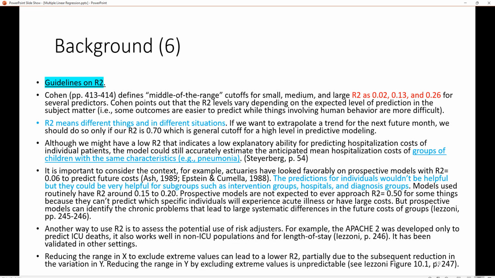such as pneumonia. So an r-square of 0.26 might not work well for predicting individual patient results, but it could work well for different groups of patients, such as those with sepsis, or they might fall in a certain disease group. So an r-square will mean a different thing in a different context. The predictions for individuals wouldn't be helpful, but they could be very helpful for subgroups, such as intervention groups, hospital and diagnosis groups.